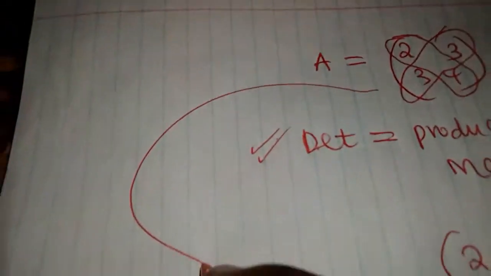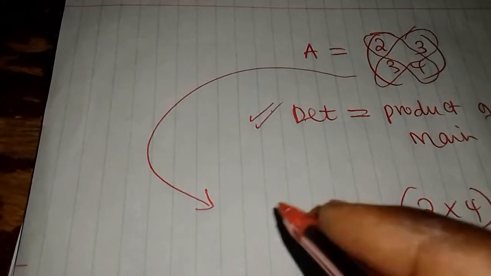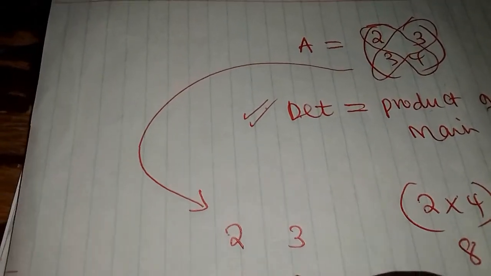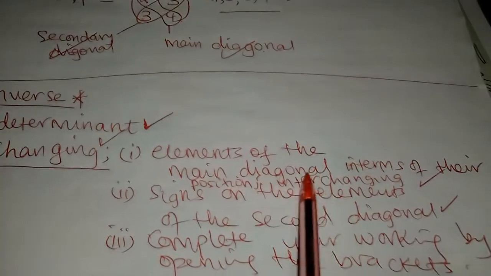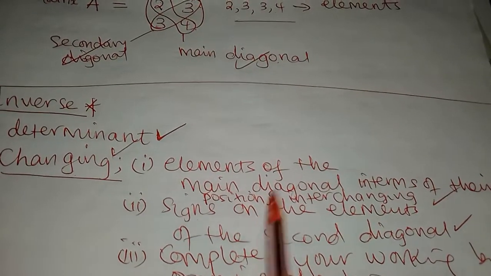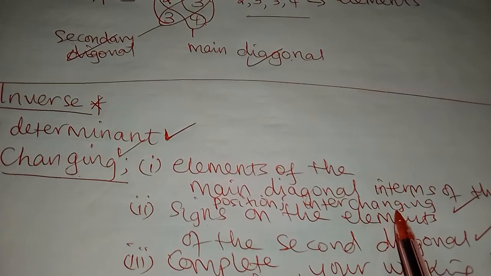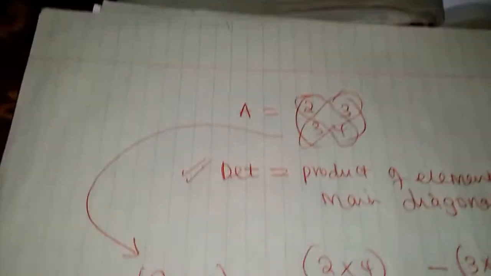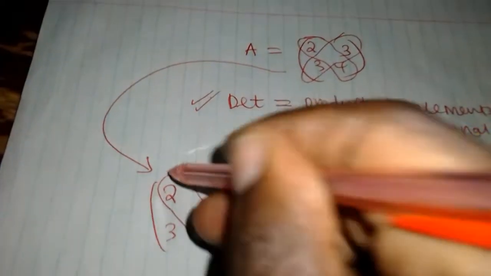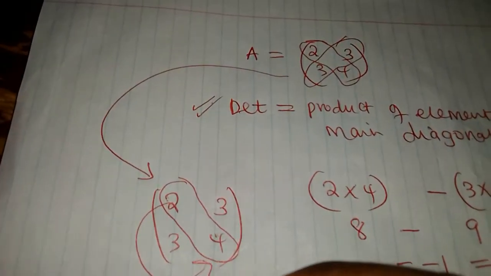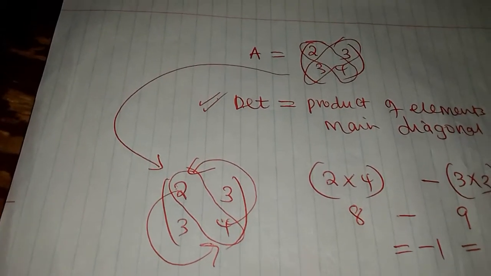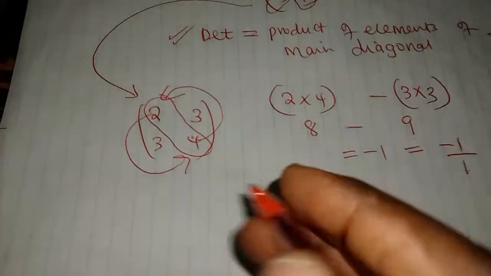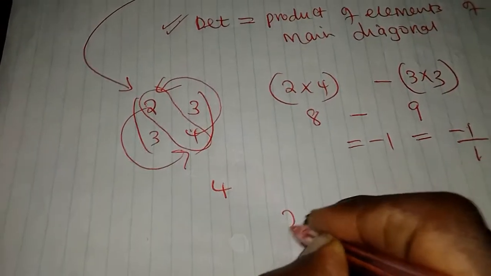If you're done with that, come back and pick those elements. Write them down here, my student. So you have 2, 3, 3, 4. What did I say here? Elements of the main diagonal, in terms of their position, have to undergo some changing. So they get interchanged. These are the elements. I interchange them. So this comes here, and this one comes here. So I'm going to have at the end of the day 4, then 2.